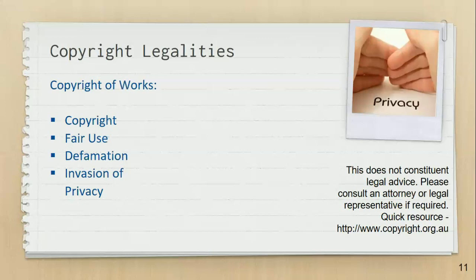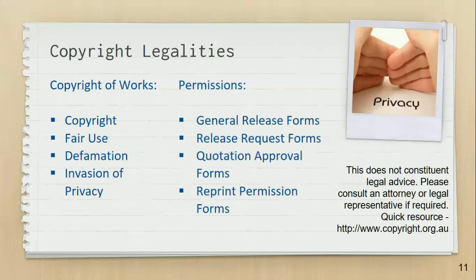What I'm going to do, though, is make sure that you don't have to worry about these things and that you're not going to have these issues. And the way we do that is through getting permissions. So there's 4 forms here that I want to mention: general release form, release request form, quotation approval form, and reprint permission form. The reason all of these forms are here for you, and they'll be available for you to download, is so that you can make sure you cover your butt in all ways possible. Okay, and I'll go through what each of these forms are and what they include.